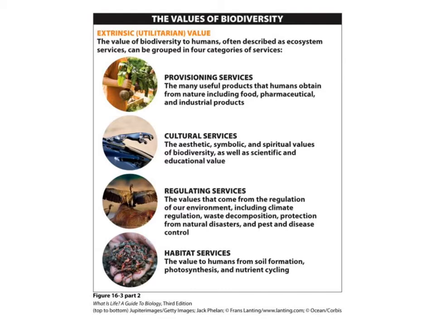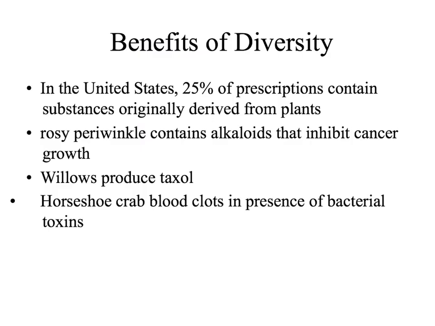We're going to look at a few specific examples of how biodiversity is valuable to humans. Humans get a great number of products from biodiversity. Different organisms can provide us with different types of substances. In the U.S., about 25% of prescriptions contain substances that are originally derived from plants. For example, if we look at rosy periwinkle, this plant contains a type of alkaloid that inhibits cancer growth. Willows produce a substance called Taxol, which is another cancer-fighting drug.